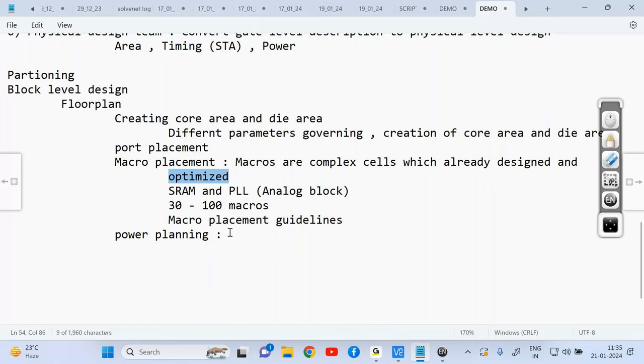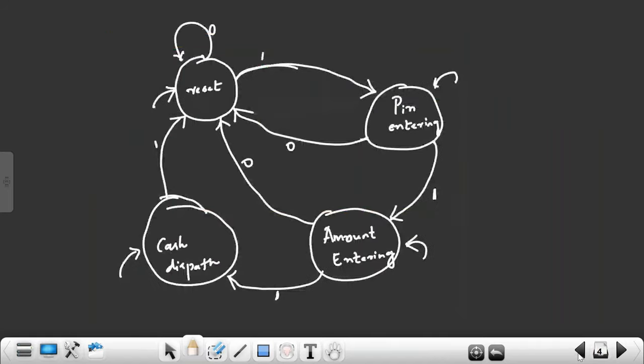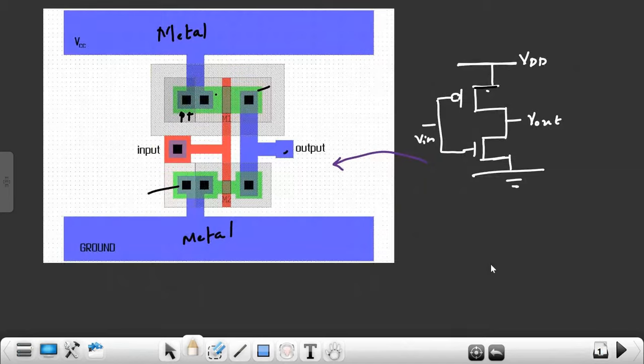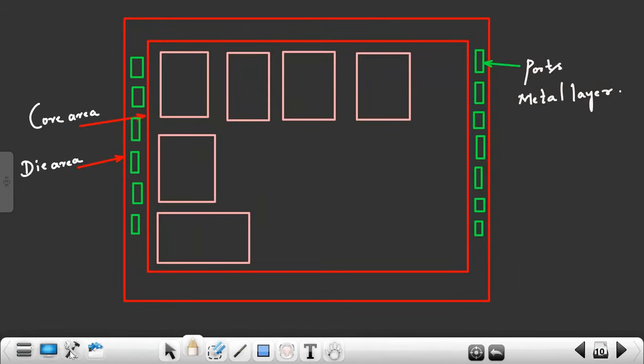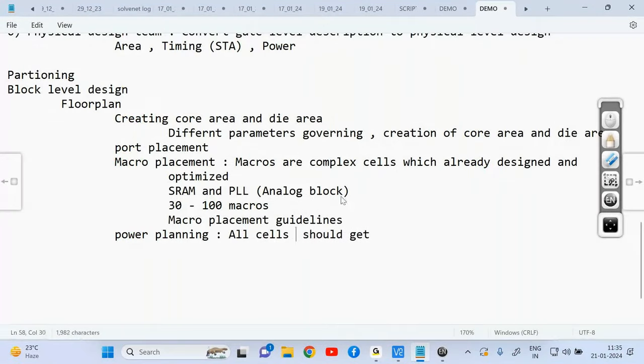Okay, next we'll do power planning. So I have 52,000 cells in my design. All cells should get power. All cells should get VDD and VSS power, correct? Yes, the layout should get VDD and VSS, right? All 52,000 cells, so I should do the power planning. All cells and macros should get VDD and VSS power. Or I can say VDD and ground, power and ground. This connection all cells should get without fail.